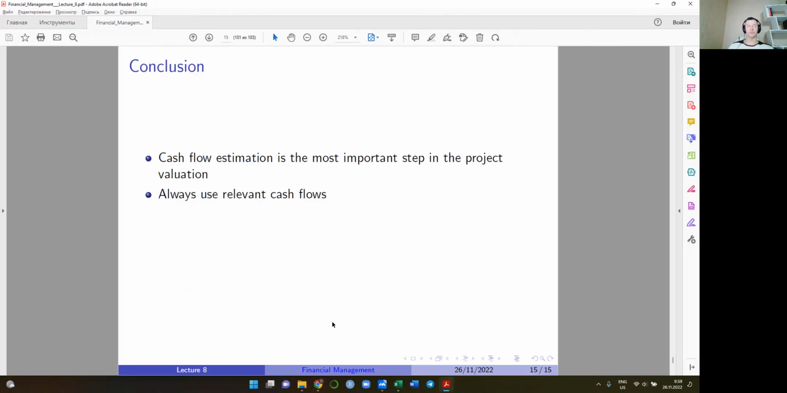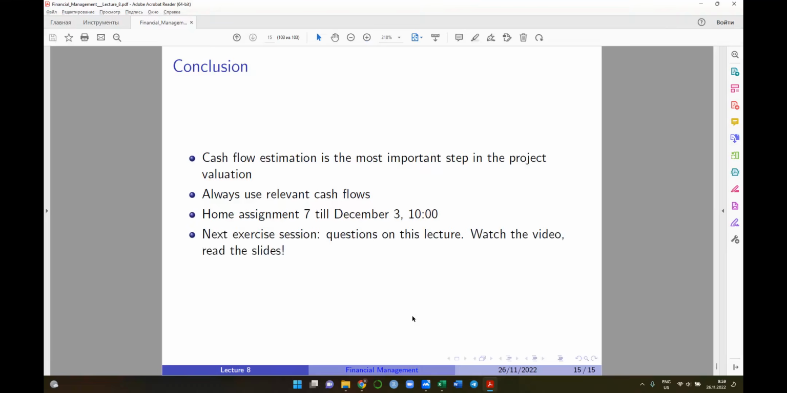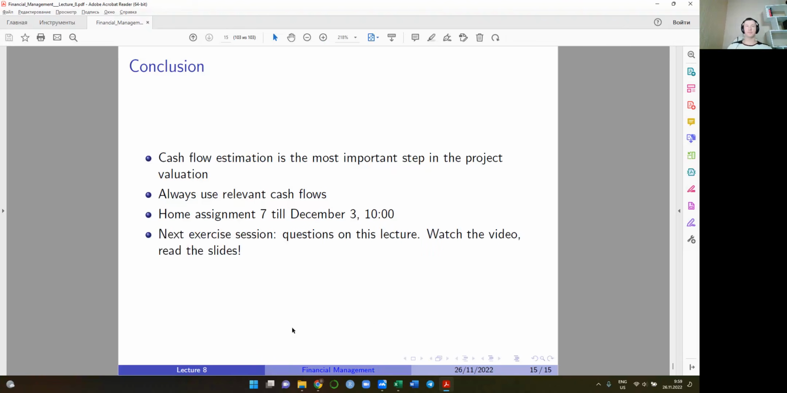Your home assignment after the lecture is home assignment number 7 on the course page. It is going to be based on our exercise session, with the computation of modified internal rate of return, NPV, and comparison of independent and mutually exclusive projects. For the next exercise session, as usual, I will be asking questions on this lecture, not lecture 7, not lecture 6, not lecture 5, about this lecture. Please be careful. Watch the video, read the slides, look at the spreadsheet where we estimated cash flows. Next exercise session, I will be asking questions about this material.